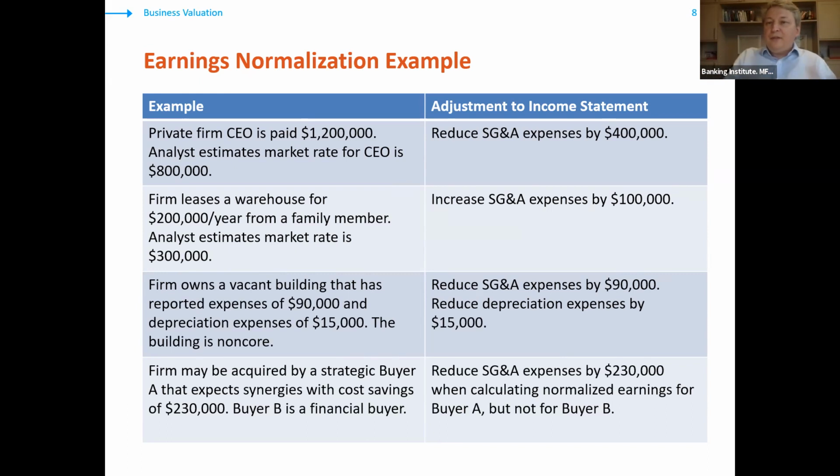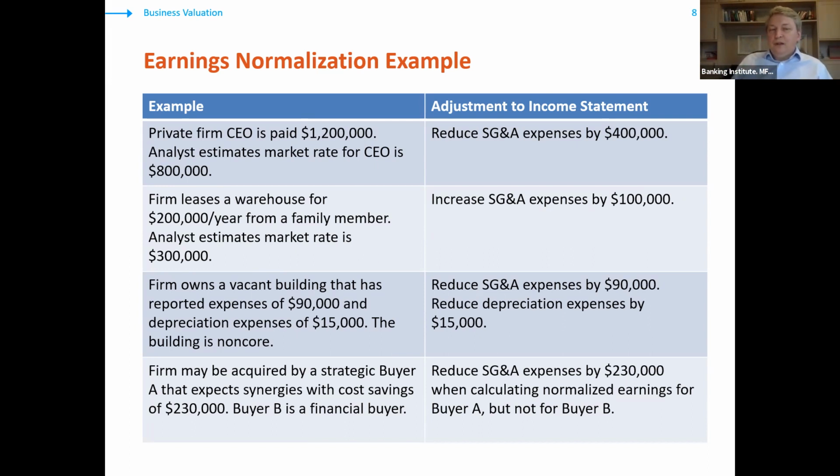right? Another example, we have a company, and this company leases a warehouse for the price $200,000 per year, but they leased it from a family member. So we understand that this rate is not a market rate, and the market rate for a lease like that is $300,000. What should we do again? We should increase our general expenses by this $100,000, because if we bought this company, it would pay $100,000 more.